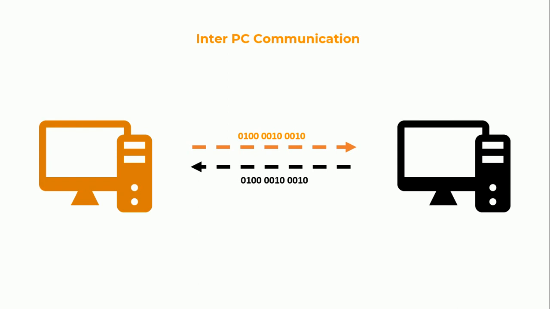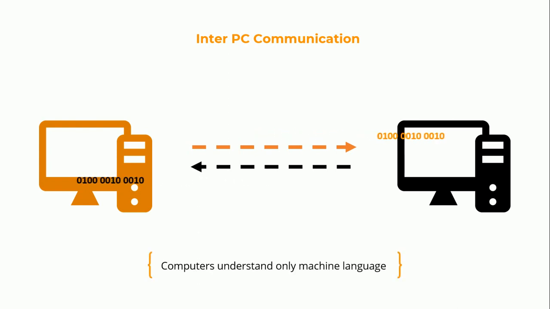One will say 00011010101. Let's see. So basically that's what I understand. Computers understand only the machine language, and so this is what happens in the background. The orange one will send to the black one, but basically it's all in the form of zeros and ones.